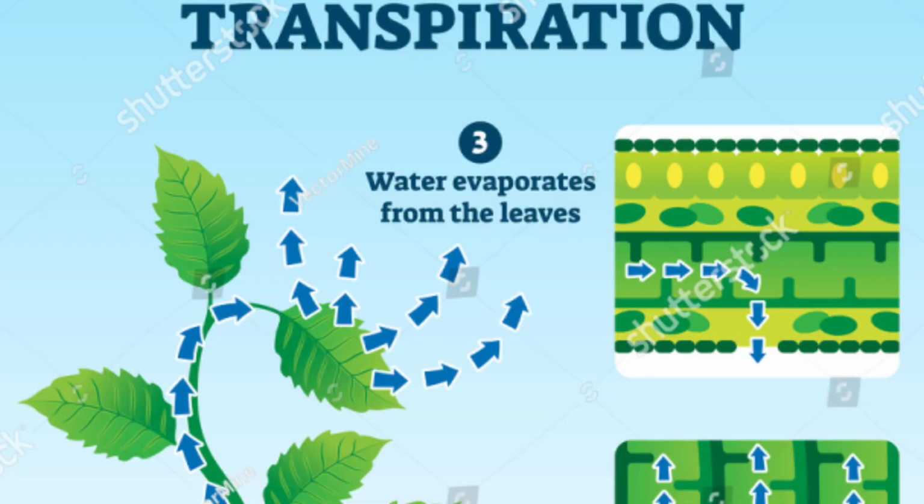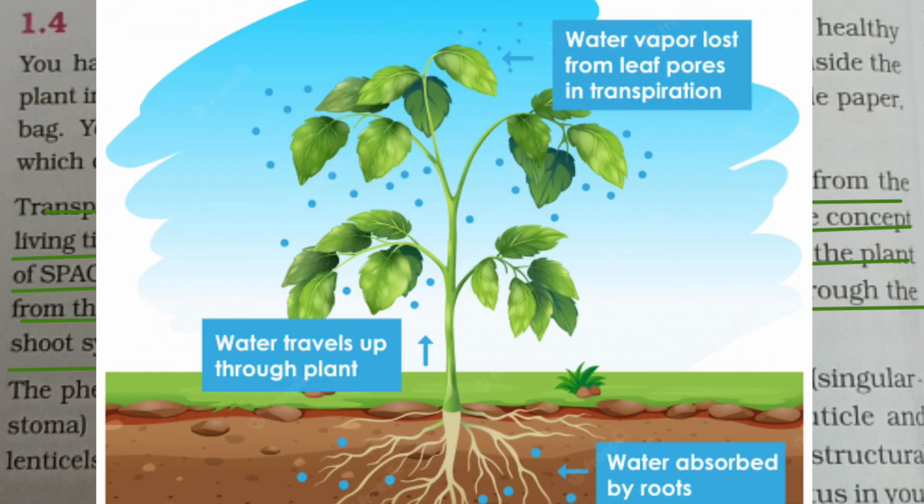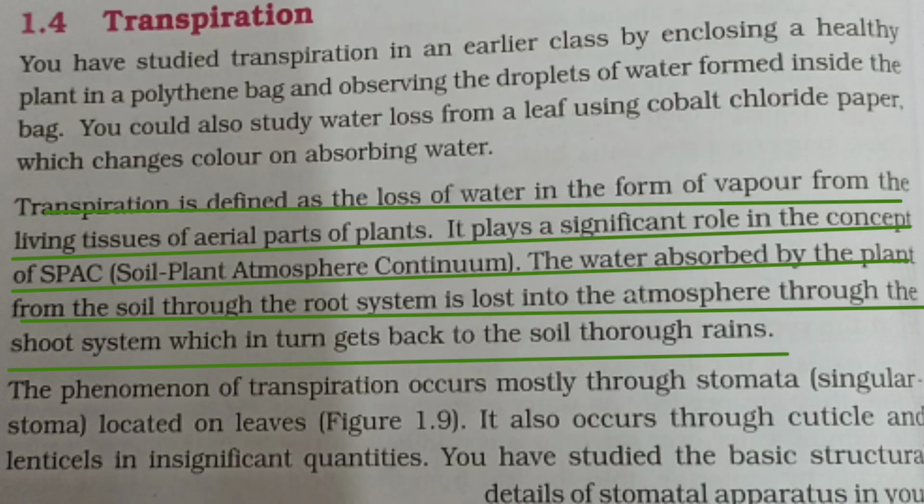Transpiration is defined as the loss of a lot of water in the form of vapor from the living tissue of aerial parts of a plant, and it plays a significant role in the concept of the soil-plant-atmosphere continuum. Here, the water absorbed by the plant from the soil through the root system is lost into the atmosphere through the shoot system, which in turn gets back to the soil through rains.